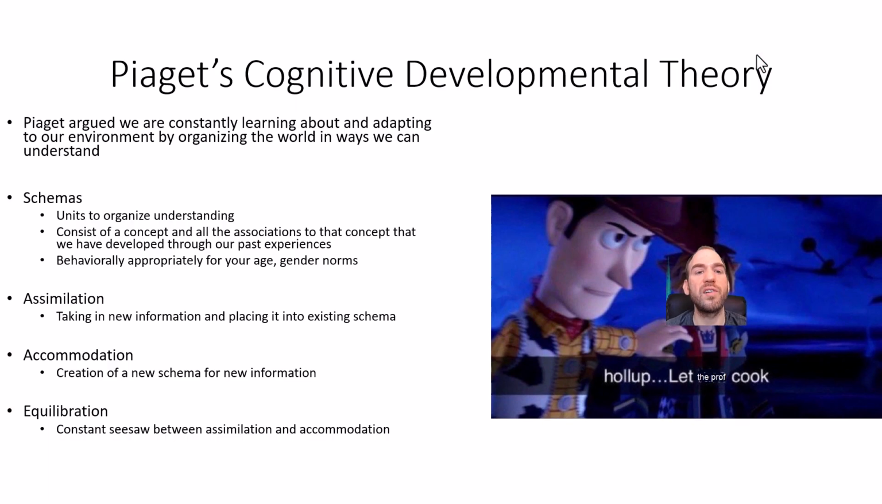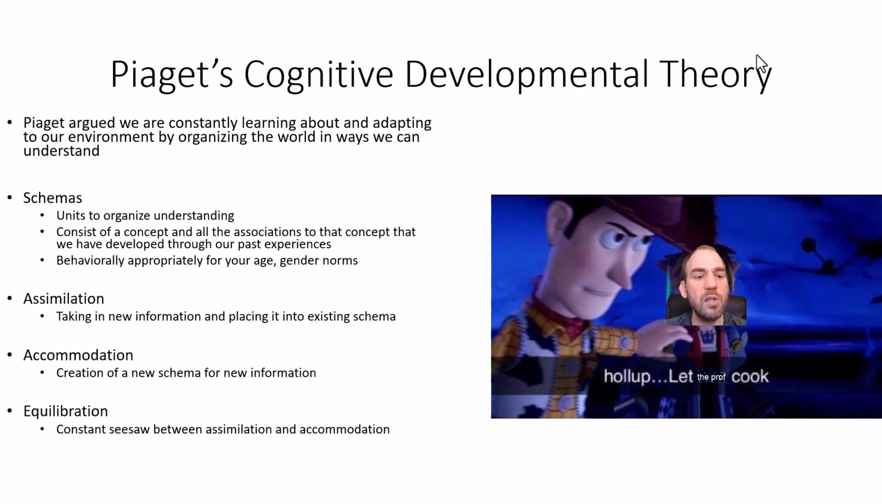Piaget argued we are constantly learning about and adapting to our environment by organizing the world in ways we can understand. Schemas are units to organize understanding. They consist of a concept and all the associations to that concept that we have developed through our past experiences. Behaviorally appropriate for your age, gender norms. Assimilation: taking in new information and placing it into existing schemas.